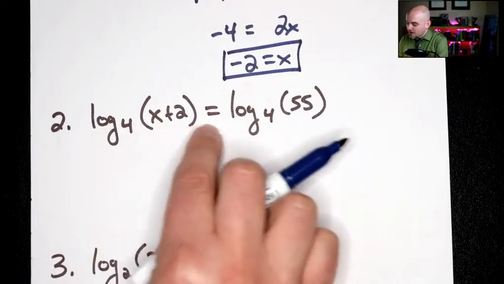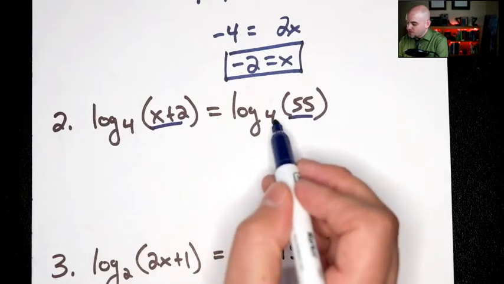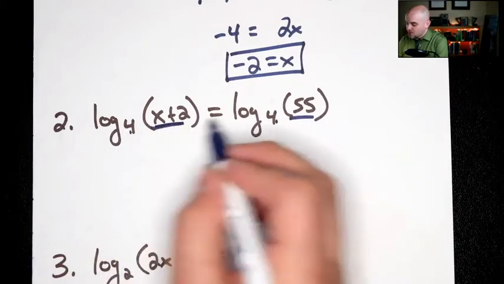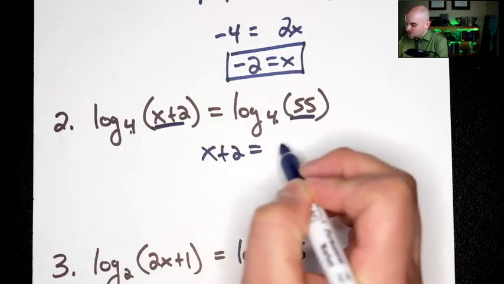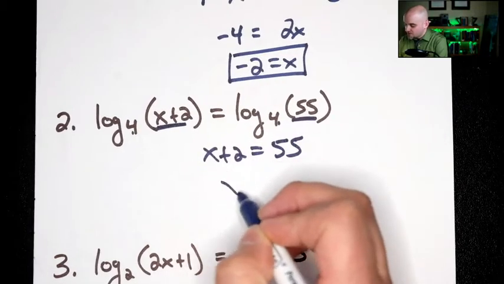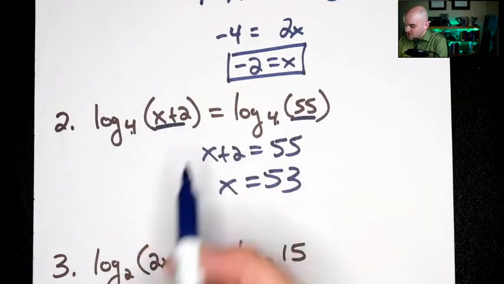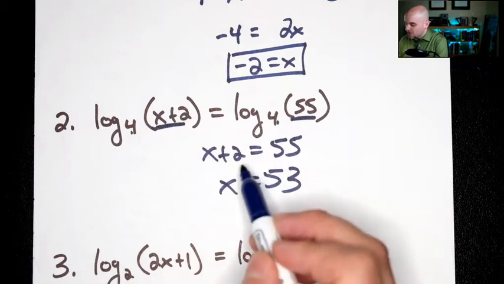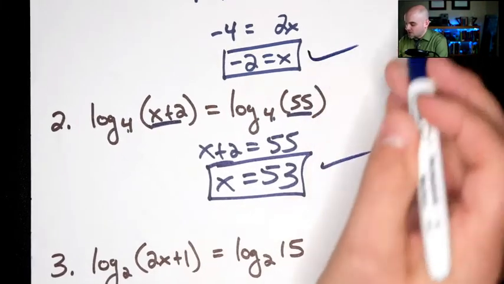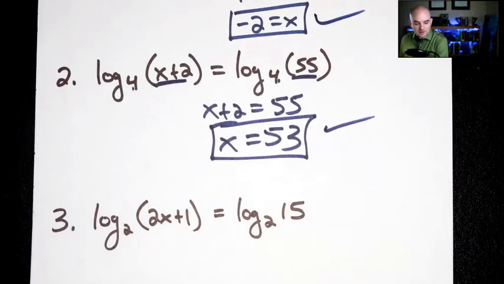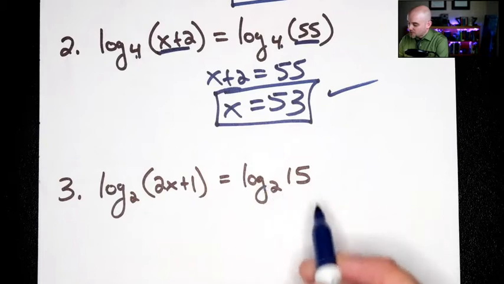Log base 4 of x plus 2 equals log base 4 of 55. All good. They do have the same base, so we can set what's inside equal to each other. And so I have x plus 2 is equal to 55. Subtract 2 from both sides, and x equals 53. Once again, substitute it back in and make sure I'm not going to get any error there. I don't, so that one's a good one as well. X equals 53.